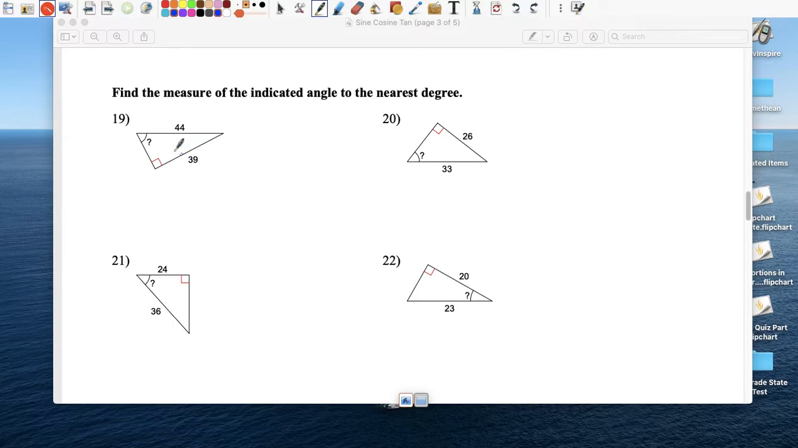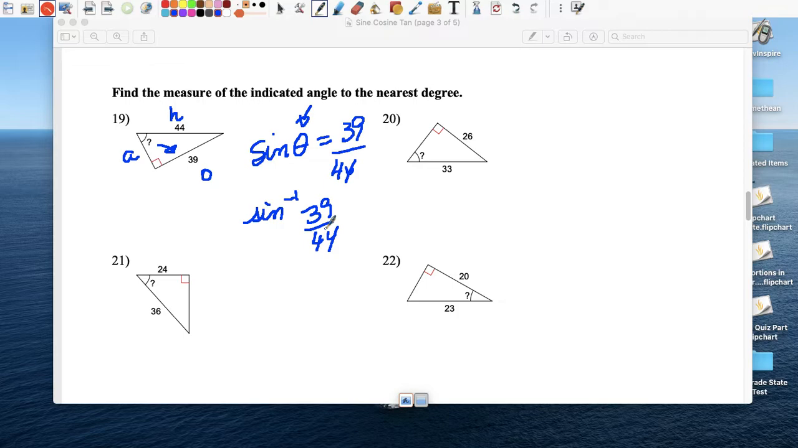So again, if you look at that angle, our missing angle, point that way, so that makes this the opposite. This is the hypotenuse, this is adjacent. So which one uses opposite and adjacent? That would be sine, right? So sine of our missing angle is the opposite, which is 39 over the hypotenuse, 44. But we want to find the angle here, so we're going to use this function in the calculator.